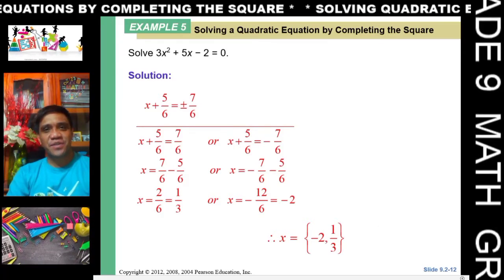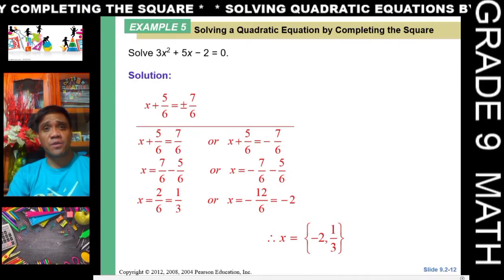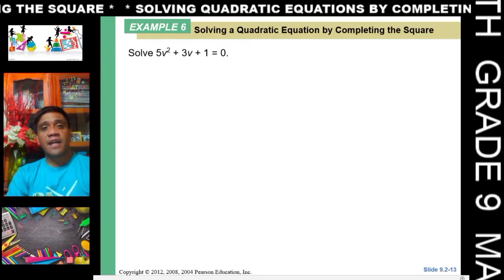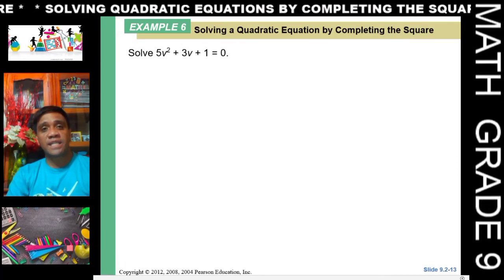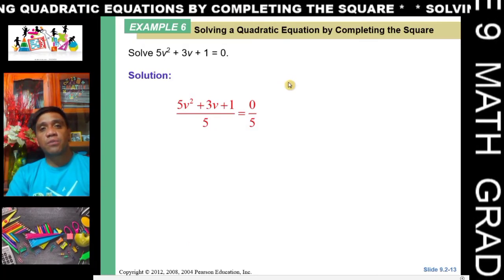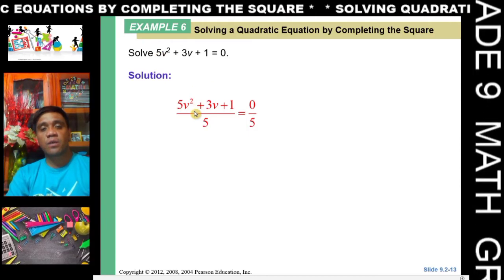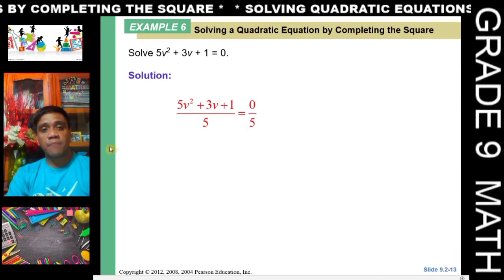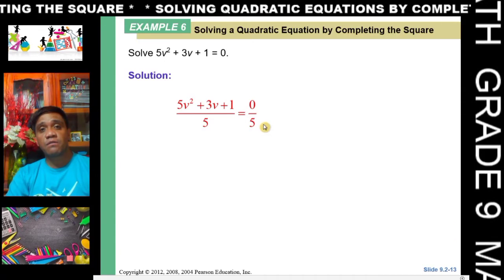So let's proceed to another example for us to again enhance ourselves in solving a quadratic equation by completing the square. So we have an example: solve 5v squared plus 3v plus 1 is equal to 0. The first thing that we should do, since the numerical coefficient of the quadratic term is 5, is to divide both sides of the equation by 5. So we have now 5v squared plus 3v plus 1 all over 5 is equal to 0 over 5.